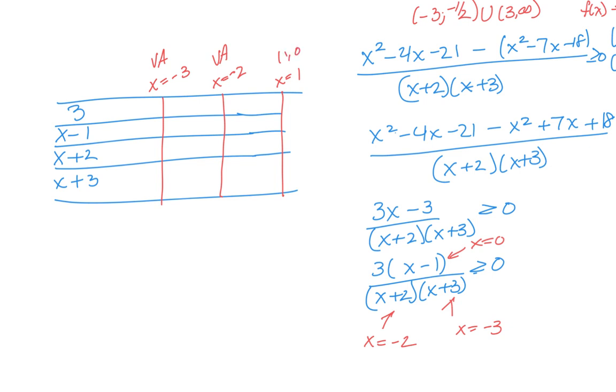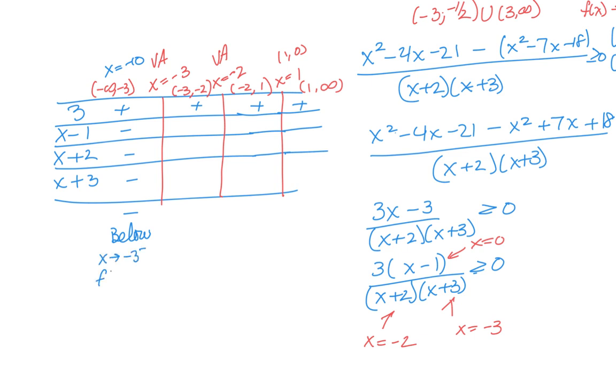Which gives me the x-intercept 1, 0. The intervals are from negative infinity to negative 3, negative 3 to negative 2, negative 2 to 1, and 1 to infinity. I'm going to choose a number in this region, so I'm going to choose negative 10. Since it's positive 3, it's going to be positive all the way through. This is negative, negative, negative, negative, so we are below. This tells me as x approaches negative 3 from the left, my function is going to go to negative infinity.